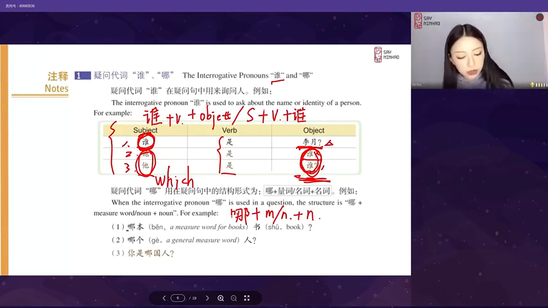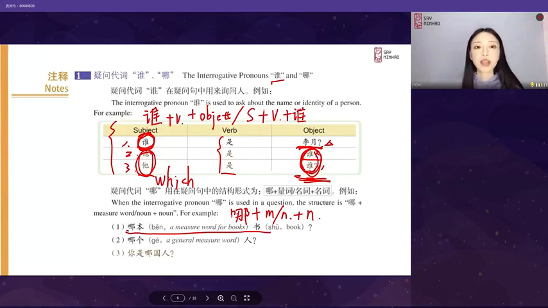First example is 哪本书? 哪 here means which. 本 means a measure word. It is a measure word for books or things look like books. Okay. 哪本书? 书 means book. 本 is third tone, and 书 book. 哪本书? So we can see first here is 哪, and then a measure word, and then a noun here. 哪本书? Which book? Okay, next example is 哪个人?